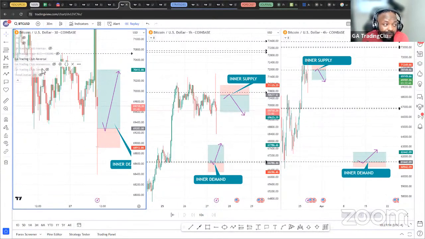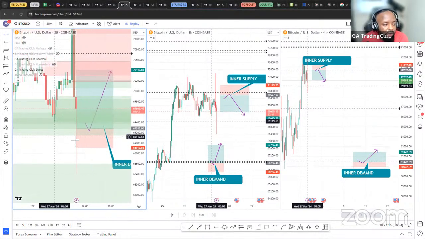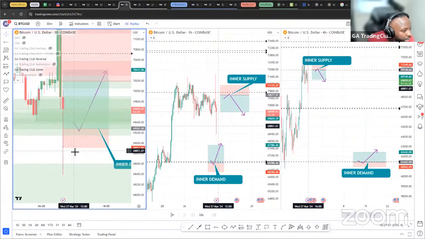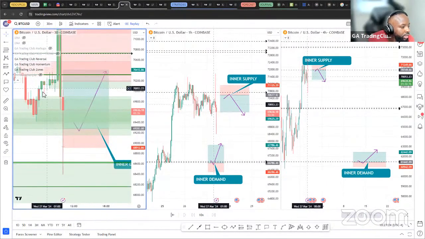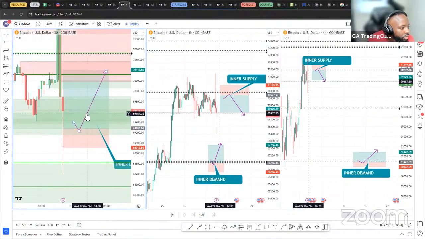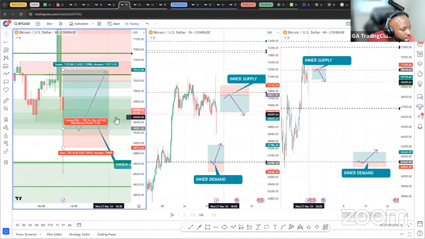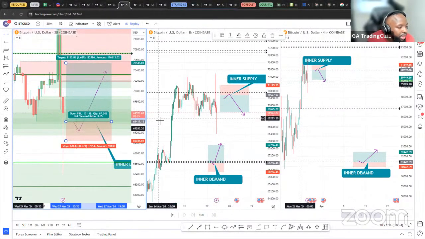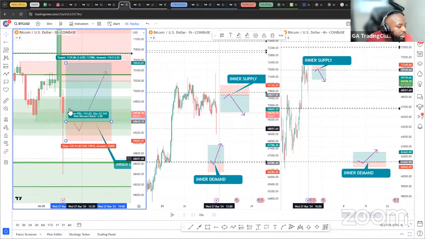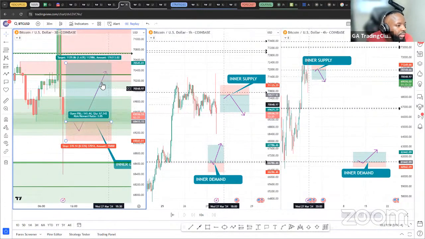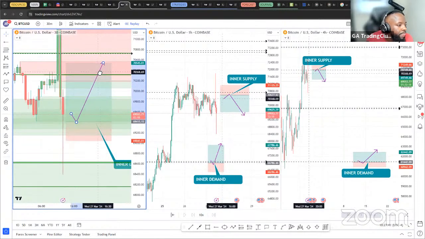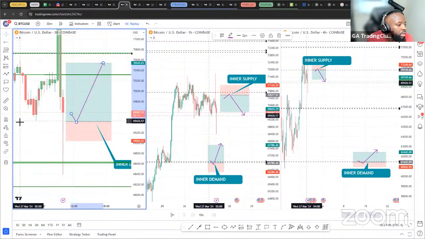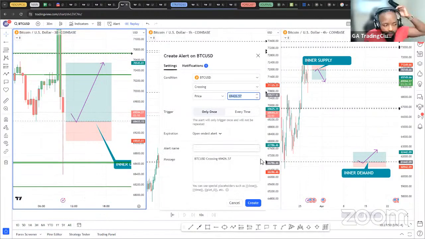So this demand zone on BTC still holds. You can see it hasn't gone anywhere. Even for me here, I'll still set an alert for BTC. Let's see what we can do here. So BTC, I do see a demand at 69,415, the 69,415 zone right there. I'll add an alert.